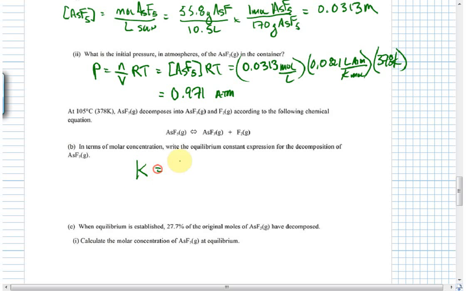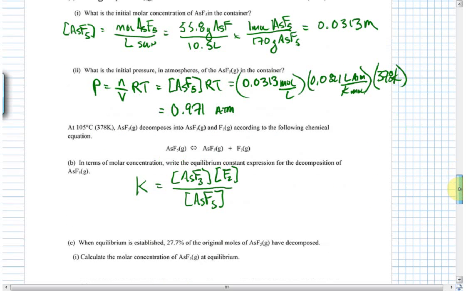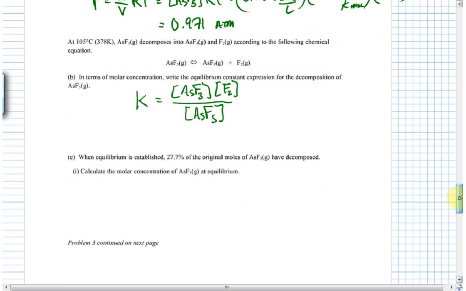The K for this reaction is going to be the concentration of the arsenic trifluoride, concentration of the F2, divided by the concentration of the arsenic pentafluoride. All right, there's our equilibrium expression. And now they tell us when the system reaches equilibrium, 27.7% of the original moles of arsenic pentafluoride have decomposed. Calculate the concentration of arsenic pentafluoride at equilibrium. Well, if I set up a little ice table again, never a bad thing to do.